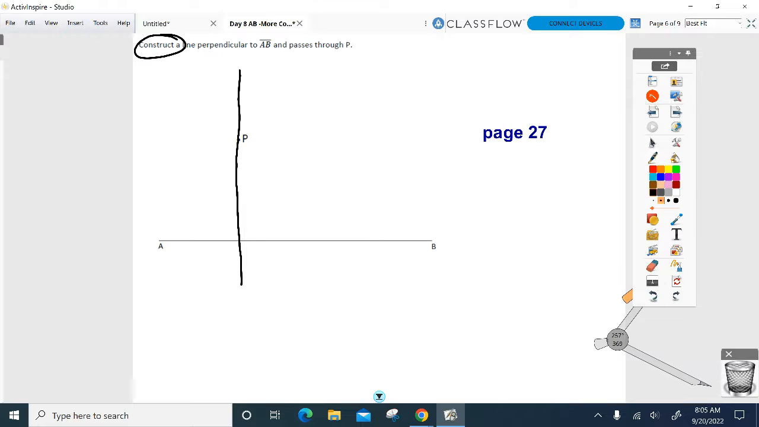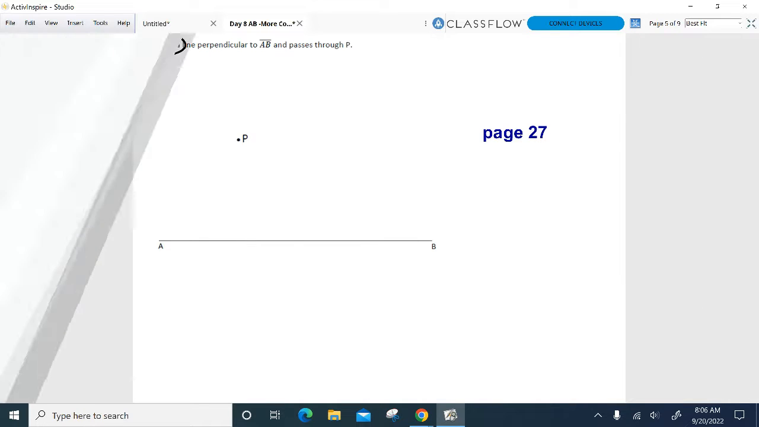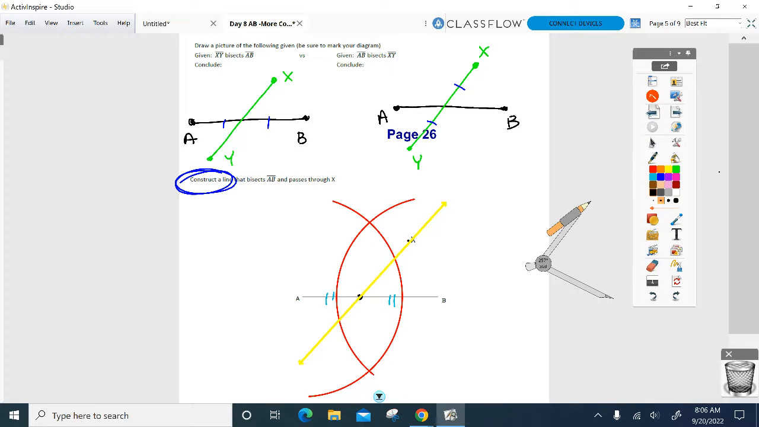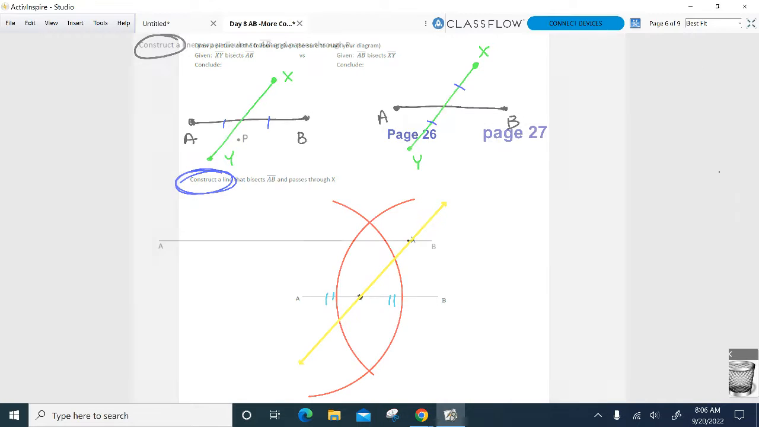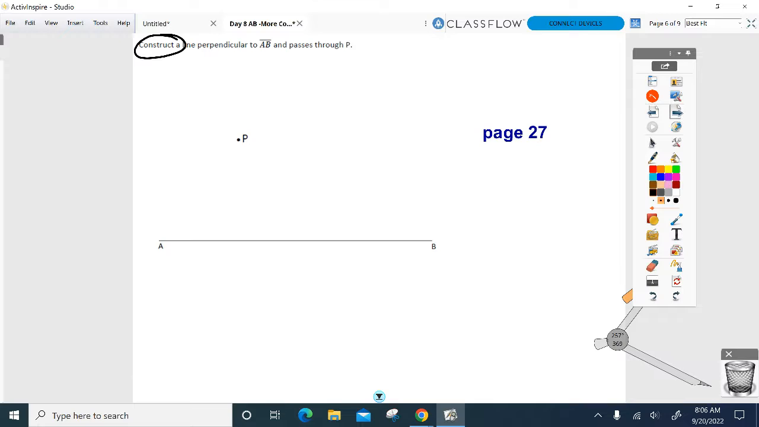Question, why isn't this one going to work on this? Why can I not do this construction here? What's the problem? Oh, it'll be perpendicular. I do the little fish and draw my line through. It's going to be perpendicular, but what is it not going to do that this problem is asking for?